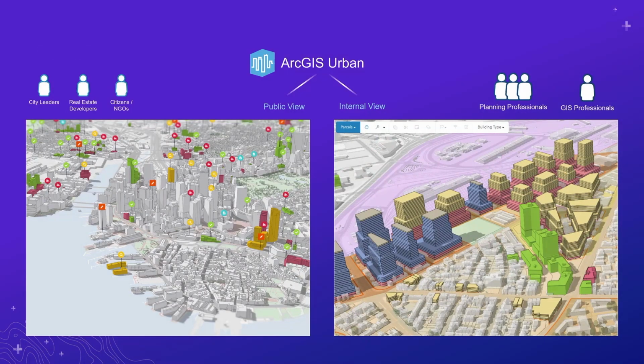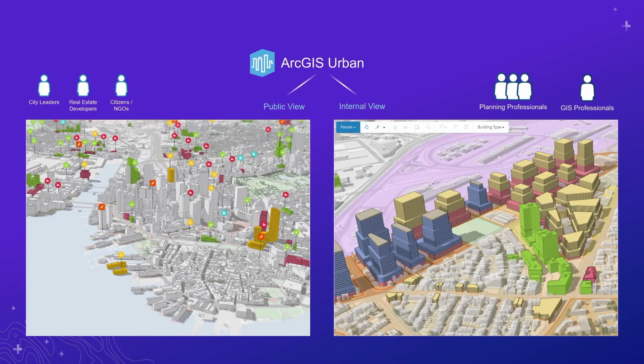ArcGIS Urban is a single application, but it's really split into two views. There's a public view and there's an internal view. The public view is composed of all the plans, projects, and indicators the city has chosen to share with the public, so that city leaders, real estate developers, citizens, and non-government organizations can see the activities going on in the city and be aware of the change that's coming.